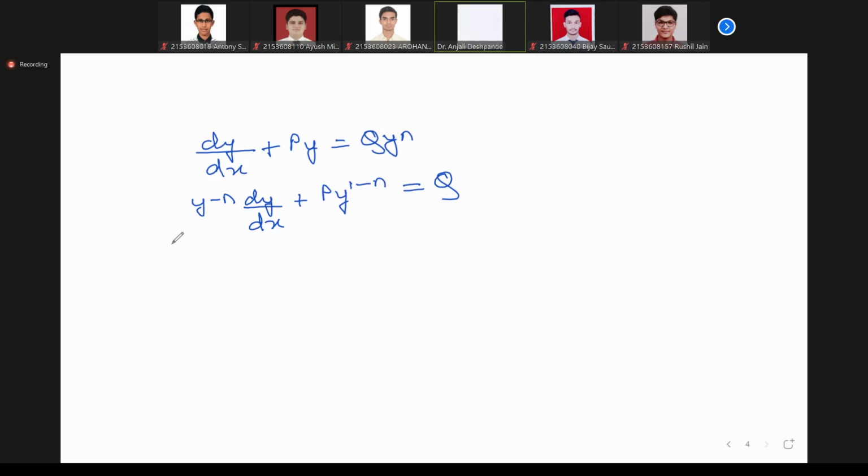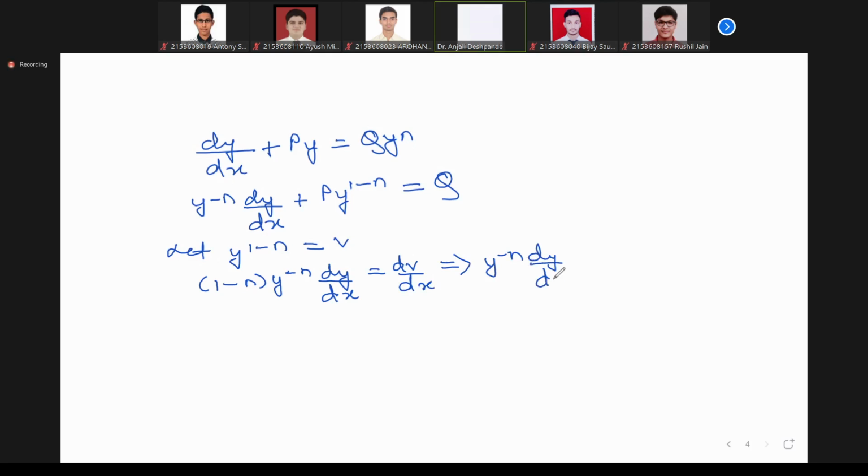So now see the next step. Let y raised to 1 minus n be equal to v. So I'm changing the variable from y to v. Now I have to differentiate and find out the value of dy by dx. We are using basic derivative principles, so there should be no difficulty in this. Simply differentiating both the sides, I get y raised to minus n dy by dx is equal to 1 upon 1 minus n dv by dx.